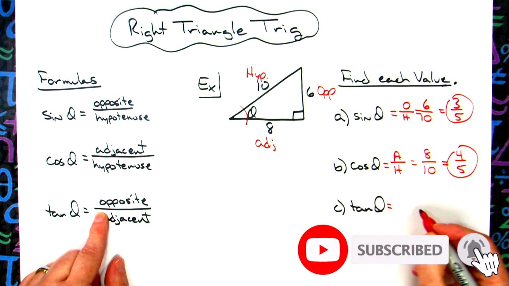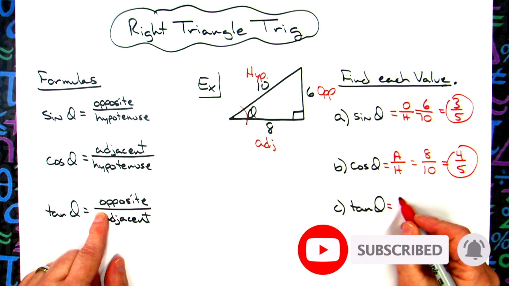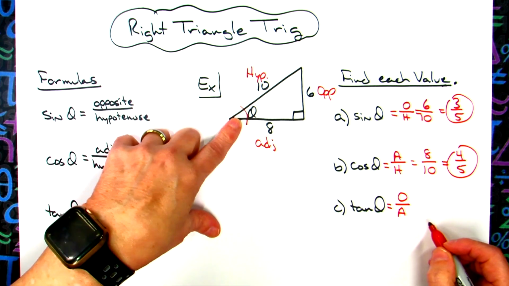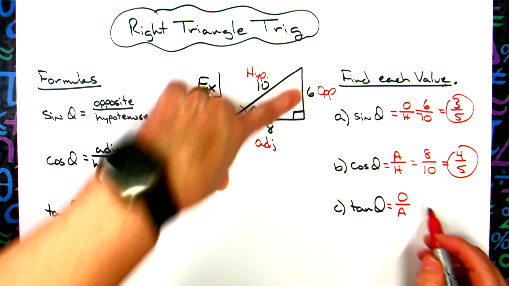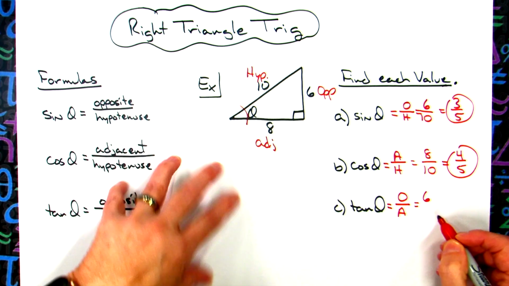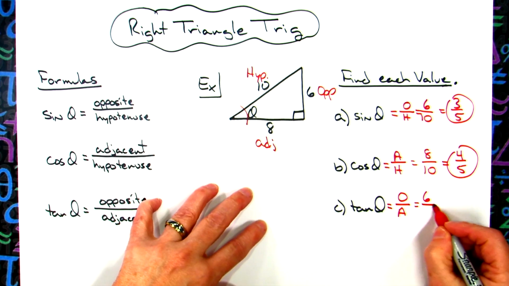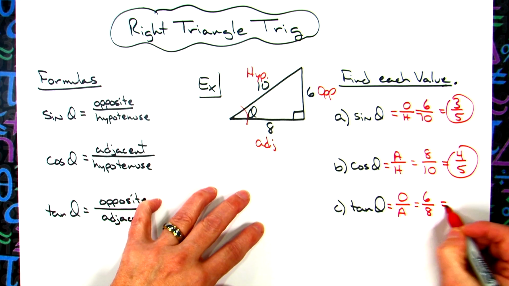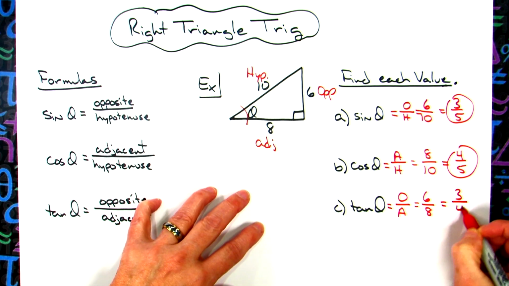Doing our last one here, tangent, our definition is opposite over adjacent. So I'm going to use those letters to help remind myself of the formula. I'm going to do opposite over adjacent. So I'm going to come back up here. I had labeled the opposite side as 6. I had labeled the adjacent side as 8. I'm going to go ahead and reduce that to lowest terms, divide by 2. I'm going to have 3/4.